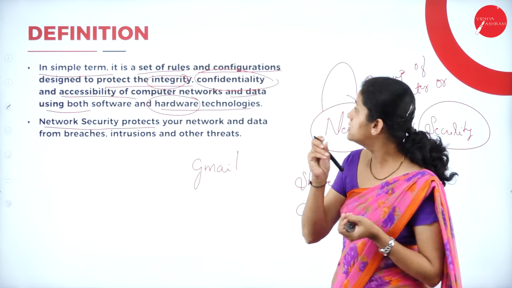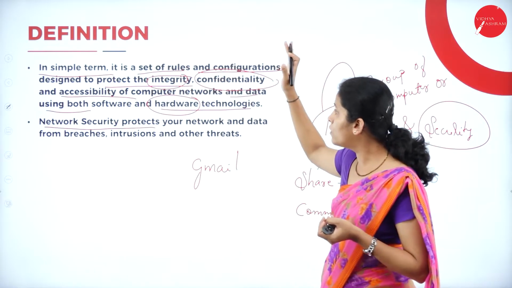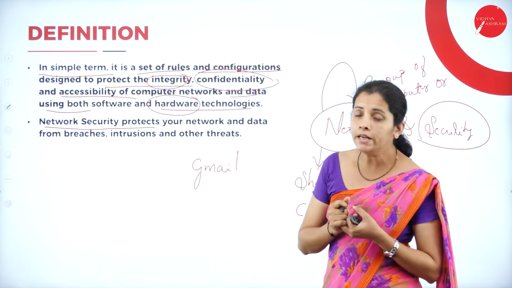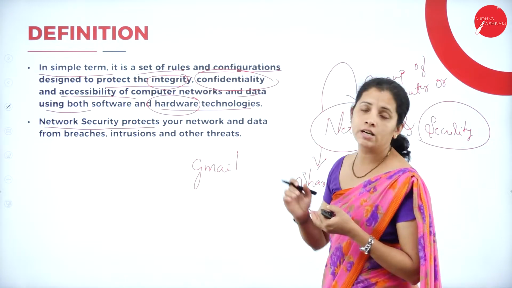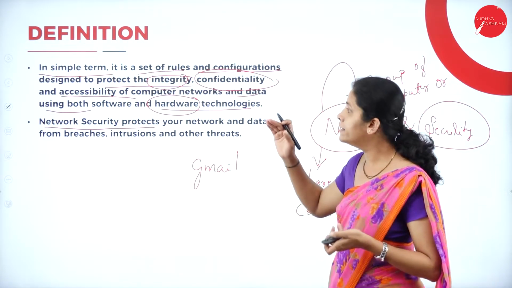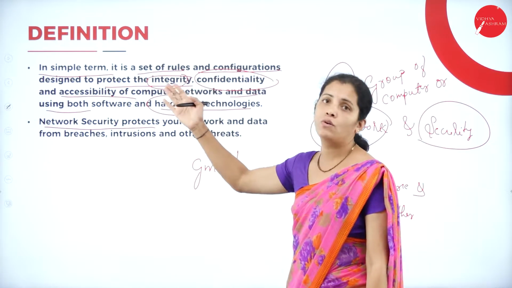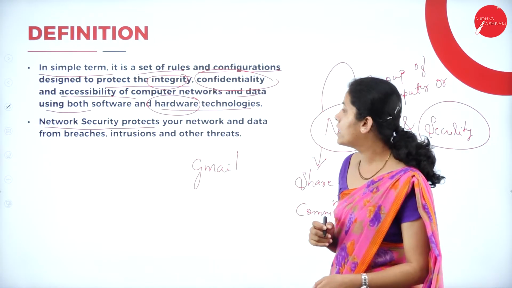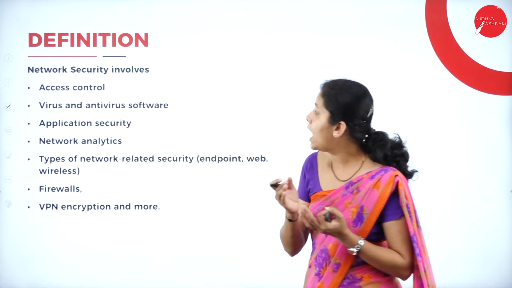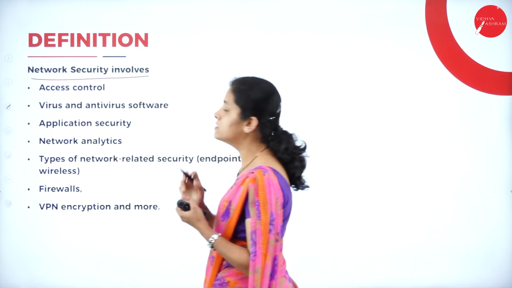So here network security is nothing but the set of rules and configurations that is mainly designed to protect the integrity, confidentiality and accessibility of computer networks and data by using software as well as hardware technology. Moving further, we are going to have some other definitions for network security.